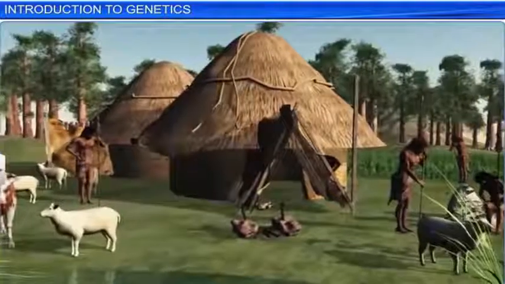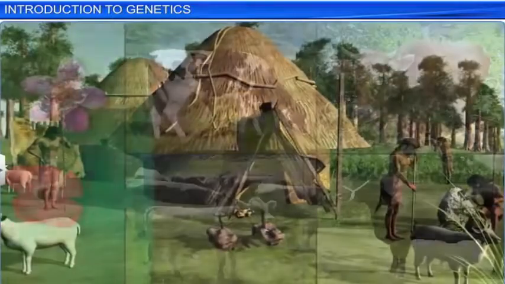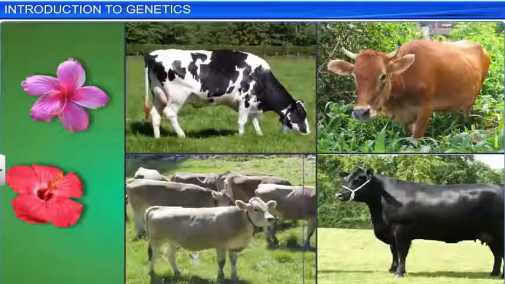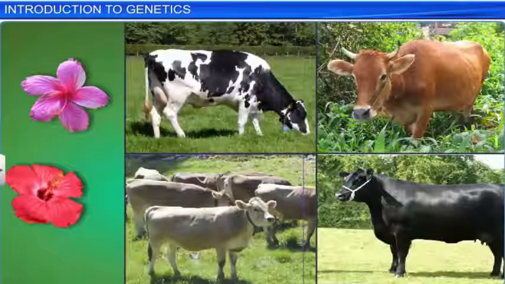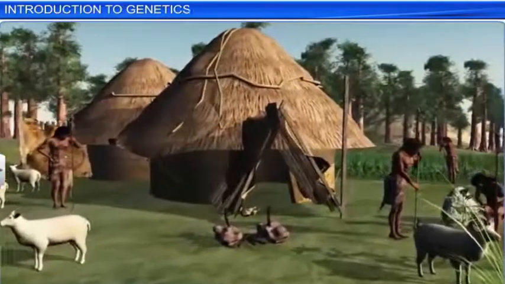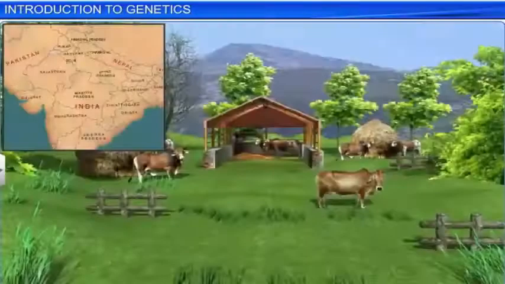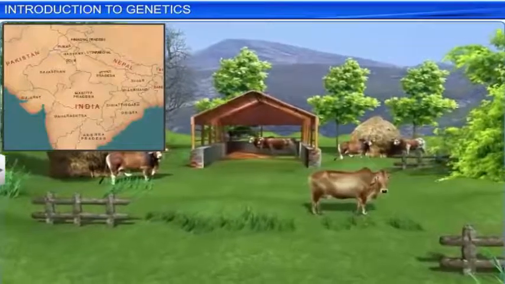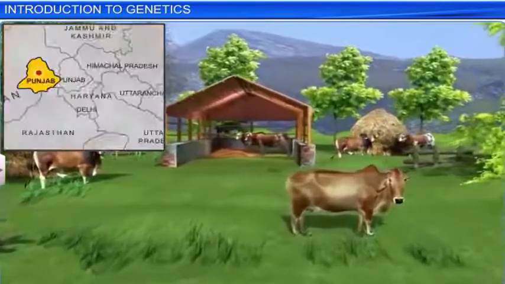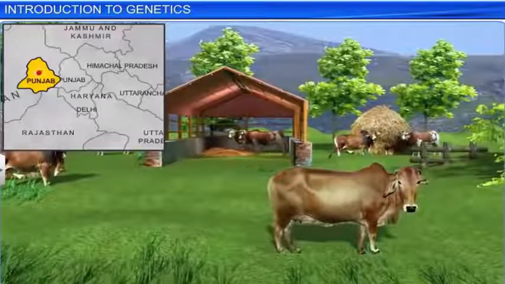Human beings have been using their knowledge of genetics since prehistoric times. Our ancestors knew that sexual reproduction was one of the causes of variation. Based on this principle, they practiced domestication and selective breeding of animals and plants. For example, the Sahiwal cow found in Punjab was obtained through artificial selection and the domestication of ancestral wild cows.